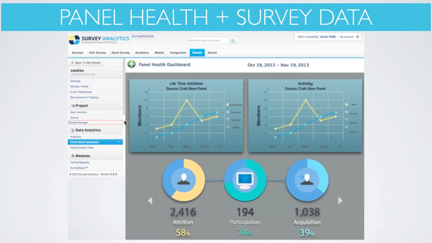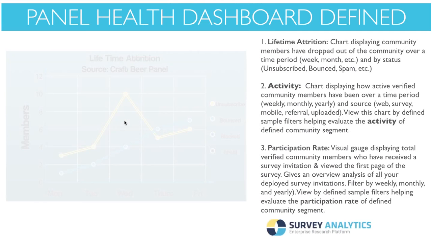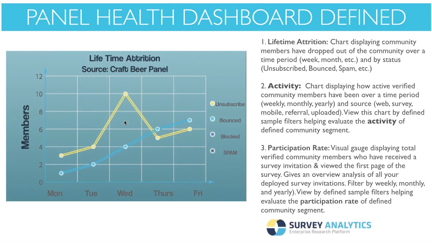This is kind of an overall view of the panel health dashboard, but let's get into the meat of it. Here we see in the chart on the left that we have lifetime attrition. And this chart is displaying community members who have dropped out of the community over a time period, but also by their status.